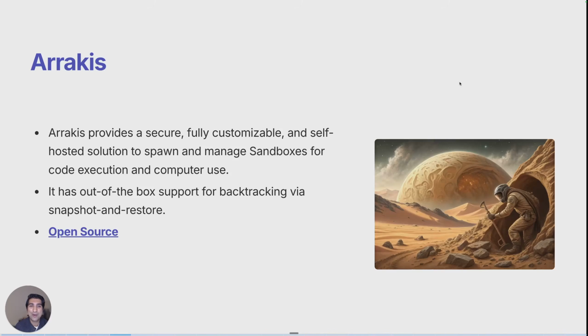With that background, introducing Arrakis. Arrakis provides a secure, fully customizable, and self-hosted solution to spawn and manage AI sandboxes for code execution and computer use. It has out-of-the-box support for backtracking via snapshot and restore. And what that means is agents can backtrack and don't have to start from scratch if they fail during multi-step workflows. Best of all, it is completely open source and you can dive into the code. And we will do that today to see how to make an AI sandbox like Arrakis from scratch.